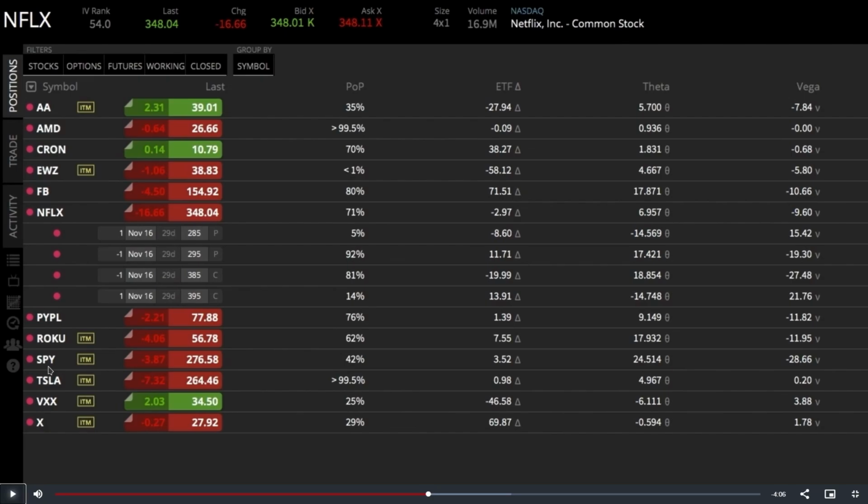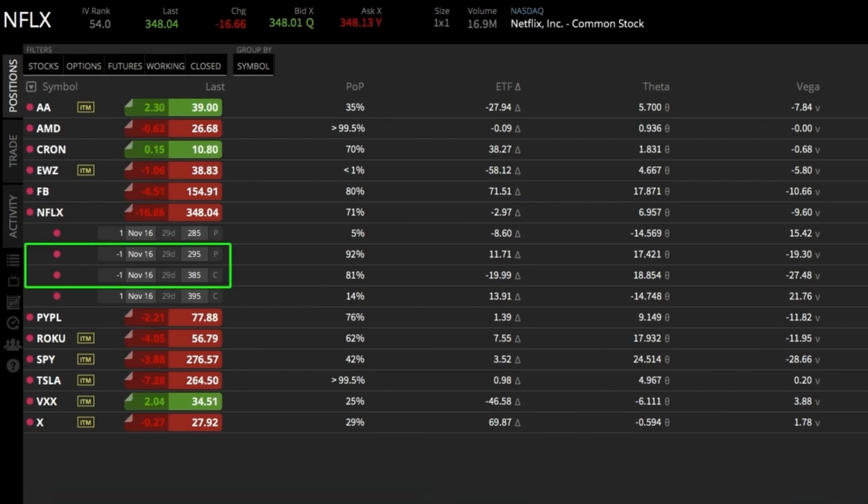My assumption was that the stock would not move $30 in either direction, and that it would stay within the range I defined with my short strikes at $295 to the downside and $385 to the upside, a 90-point range, which is pretty big for a $300 stock.